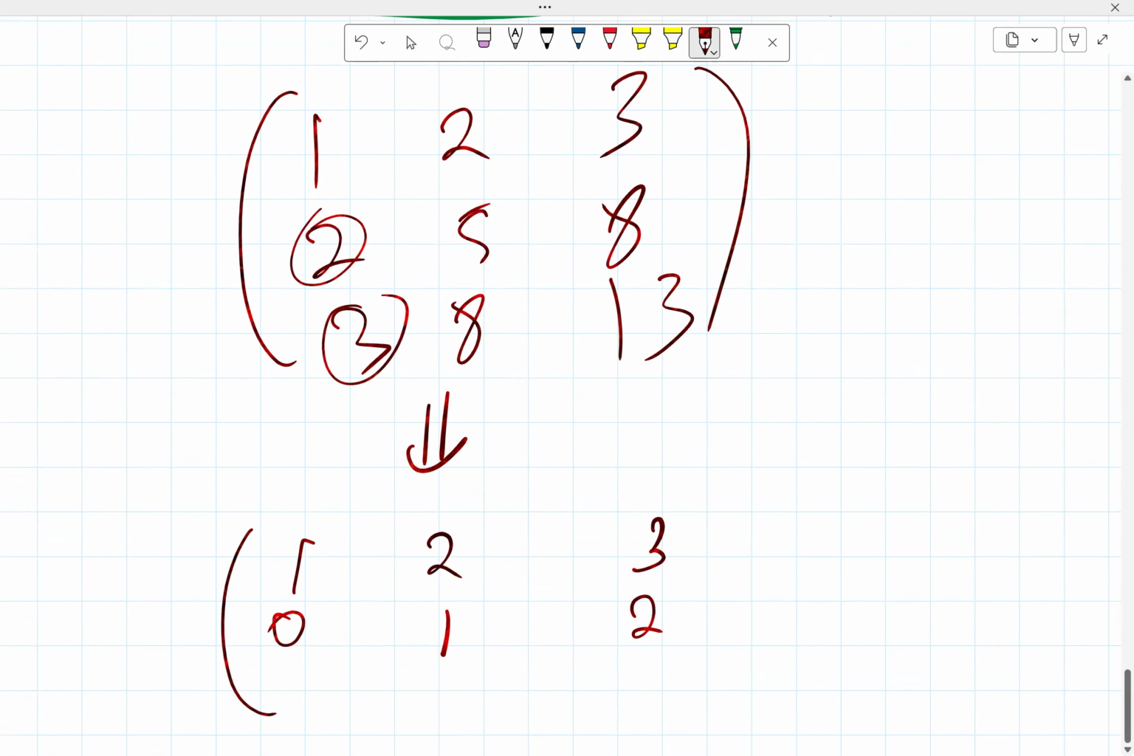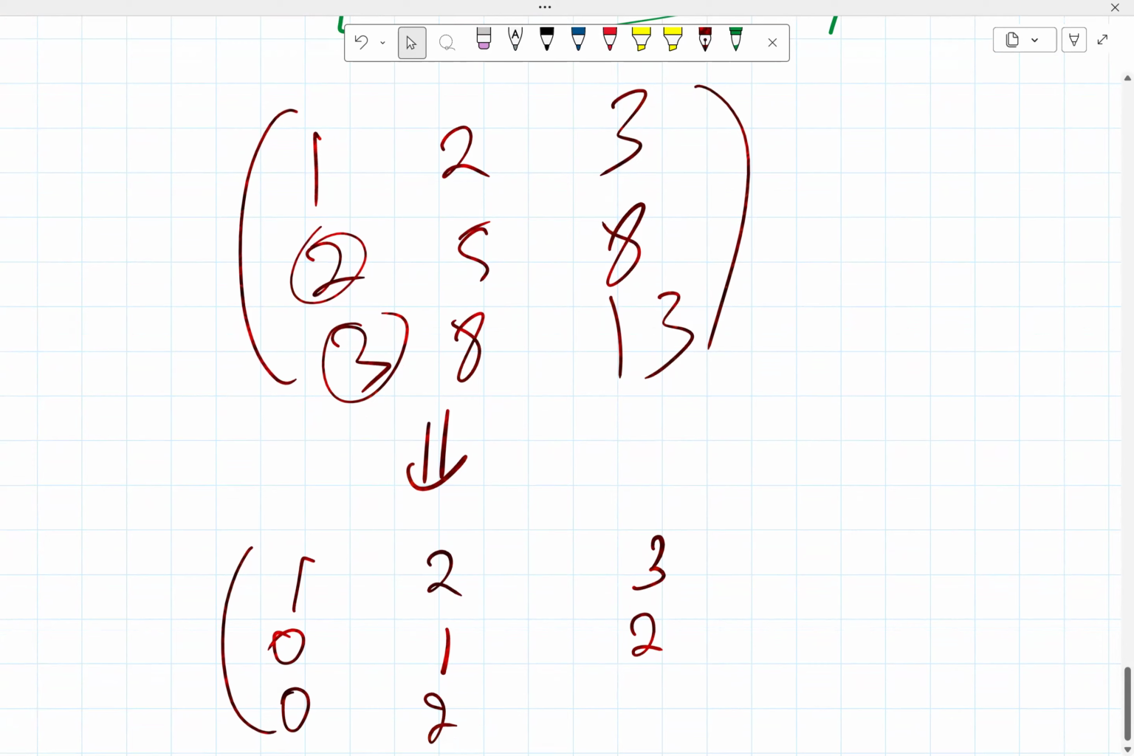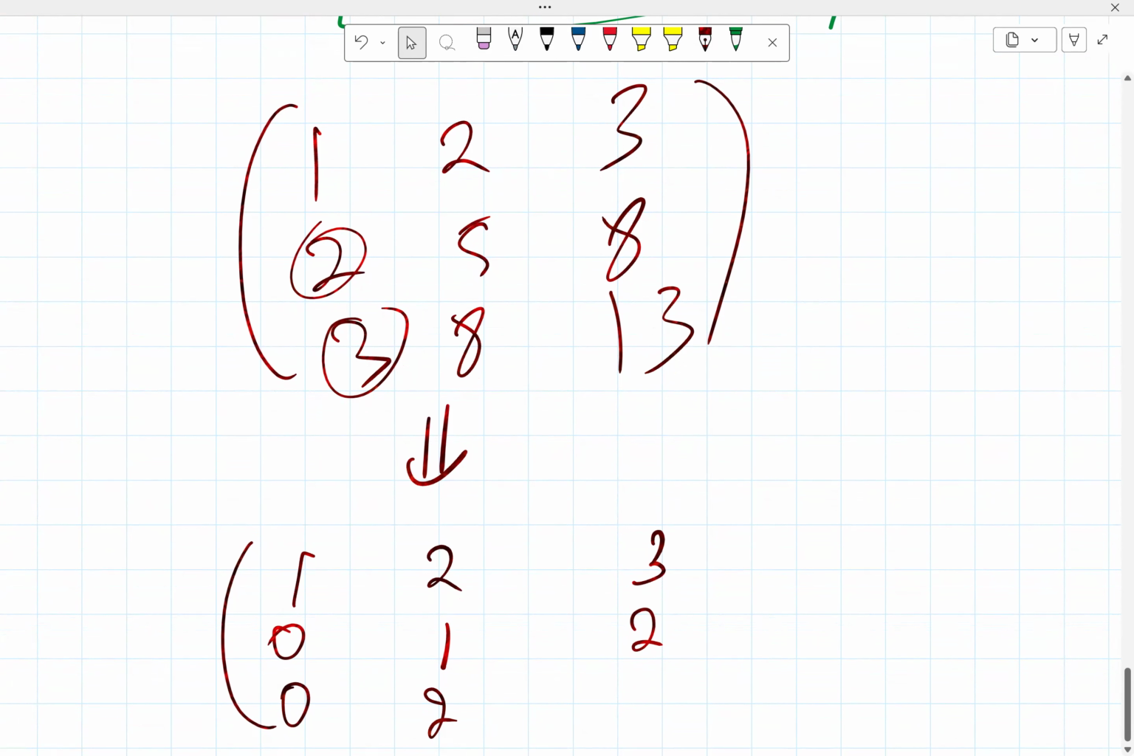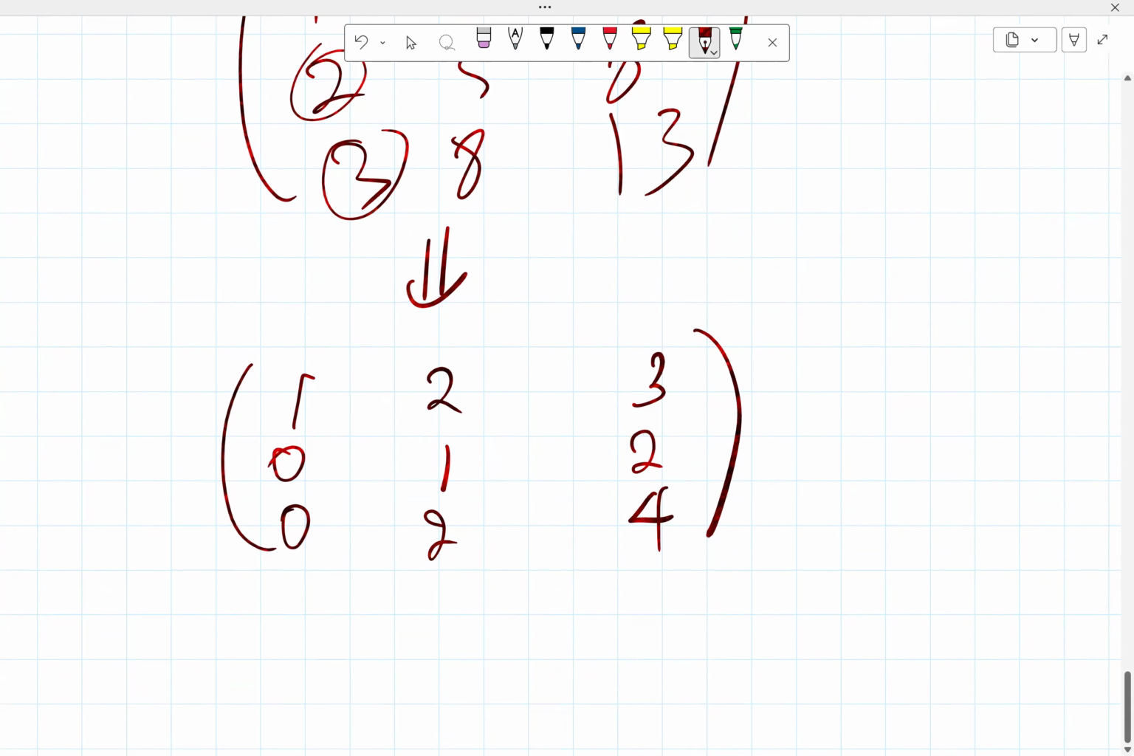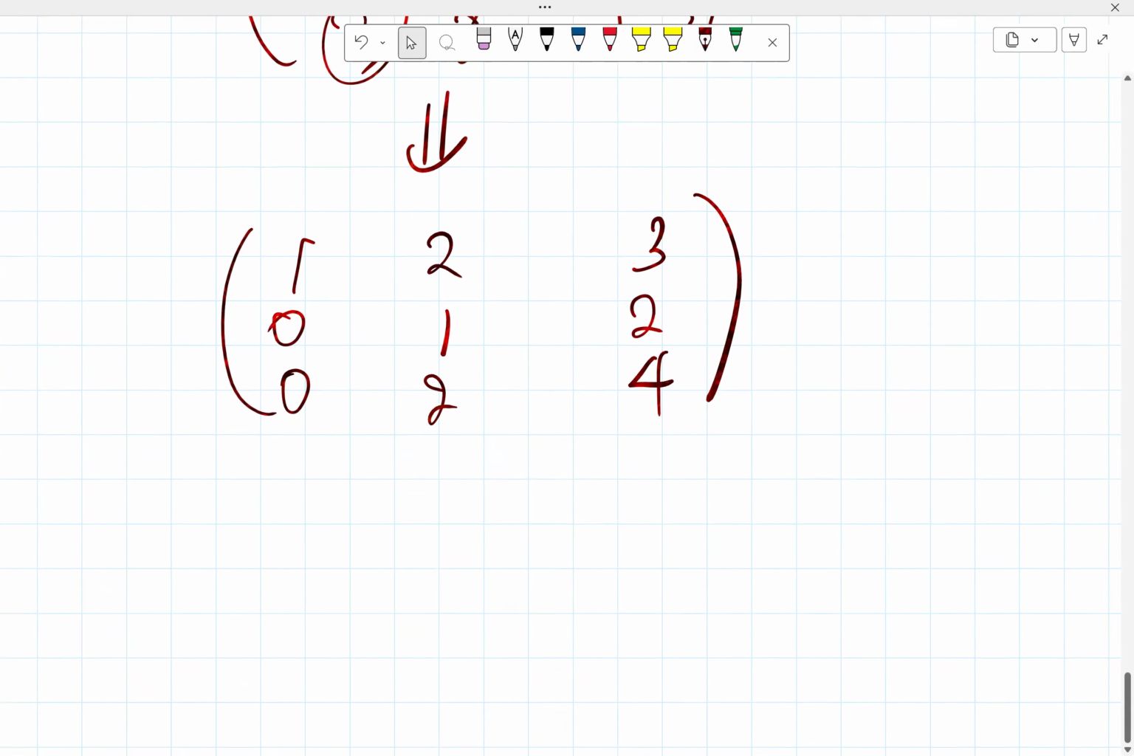Then coming here, we have 3 minus 3 times 1, that is 0. Then 8 minus 3 times 2, that is 8 minus 6, that is 2, right? Then 13 minus 3 times 3. That's 13 minus 9. So this is 4. So, okay, I can already see redundancy coming, but it's okay. We'll keep working at it.